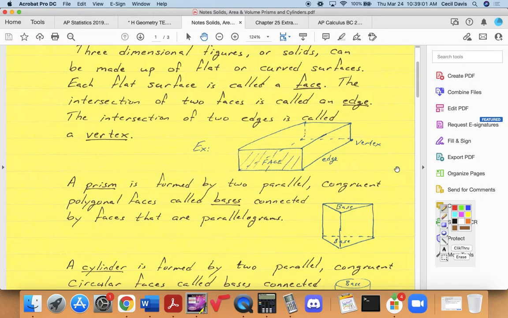Yes, ma'am? How come if it has to have two parallel bases, those like pyramids are sometimes called prisms? Pyramids are not prisms ever. They're a type of solid, but they're not prisms. That's exactly why they're not, because they don't have two parallel congruent faces.